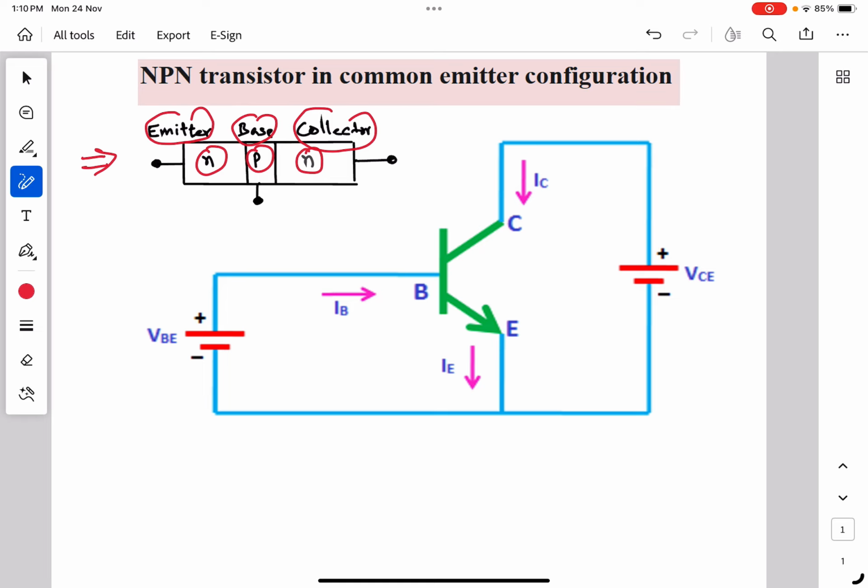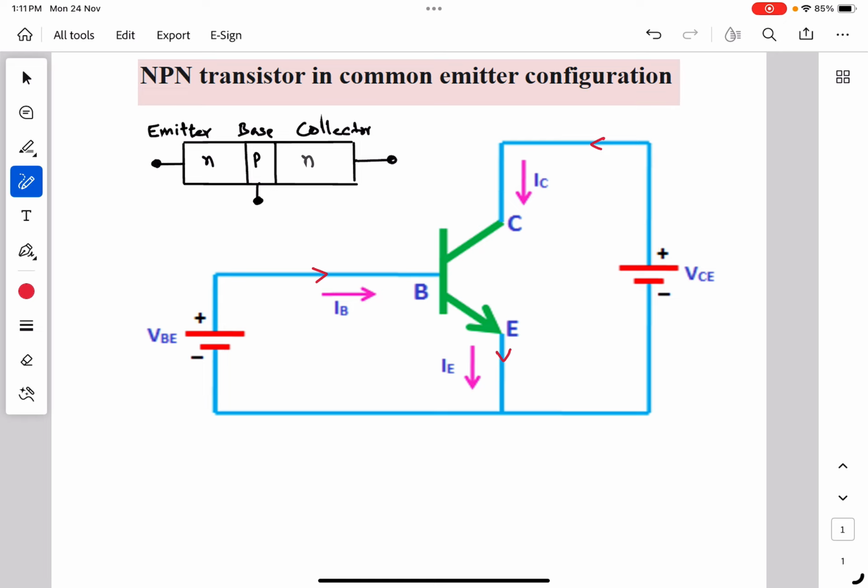So let's try to understand how does this NPN transistor in common emitter configuration works. In this case, emitter is common to both collector and base. Actually, emitter is grounded and the current from the collector side and the base side flows into the emitter side.